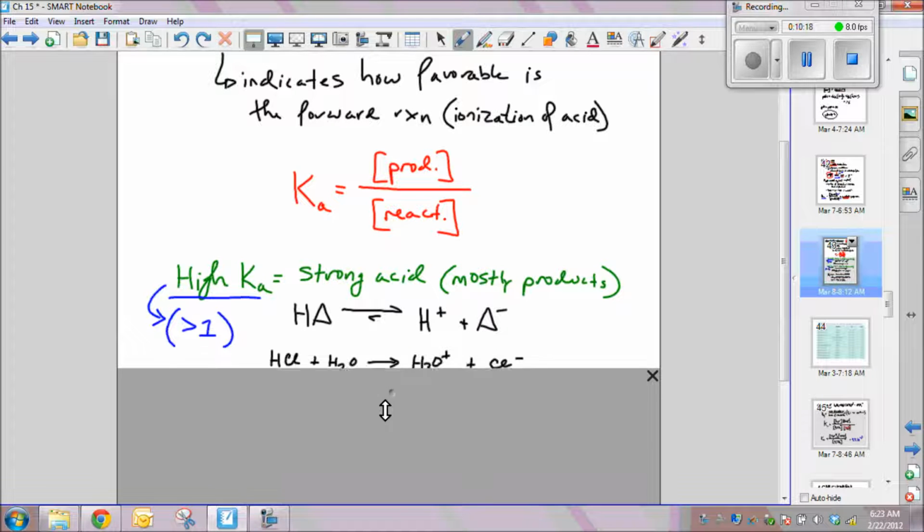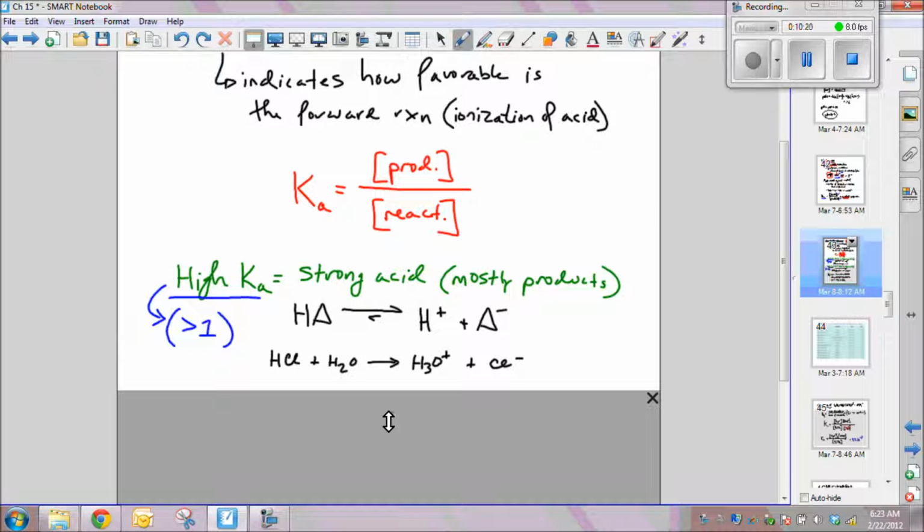Here's what I mean. Something like a strong acid, HCl as an example. So here's HCl shown right here. That material ionizes, goes completely to the right, and therefore the concentration of products will be huge compared to the concentration of reactants. So you have a very big number over a very small number.